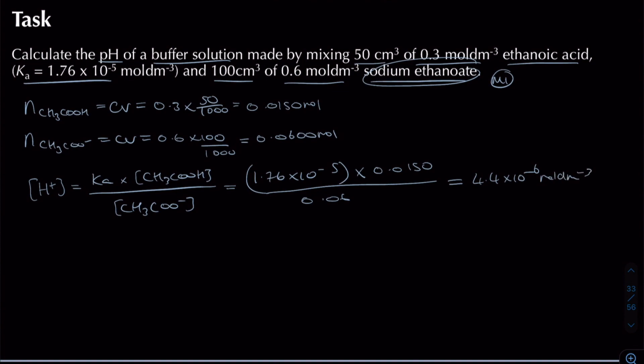And then, right, what I can do is find pH, which is going to be equal to minus log to the base 10 of the concentration of H plus, which is 4.4 times 10 to the power of minus 6, and then I end up with a value that's going to be 5.36 itself for my pH.